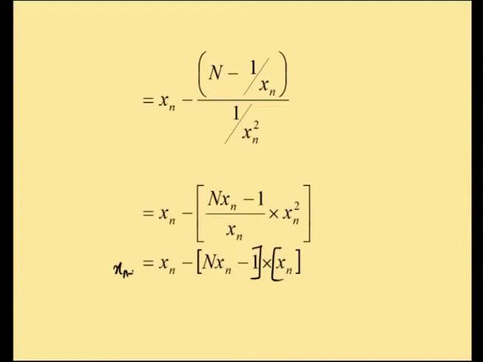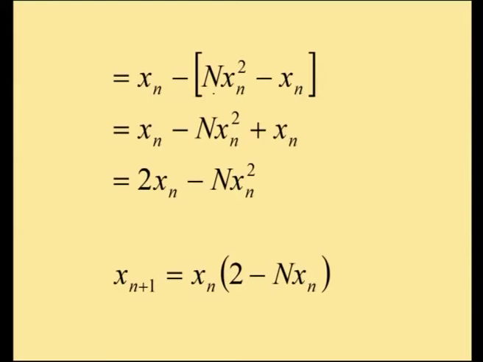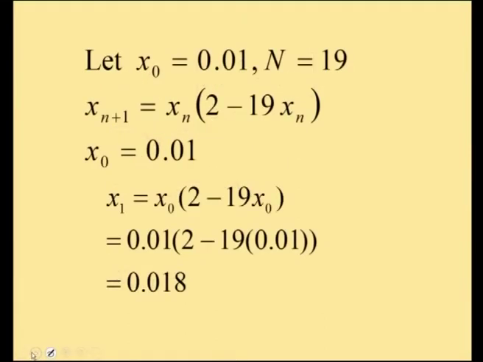So, our iteration formula says that x n minus n x n square minus x n, just taking the minus inside, x n minus n x n square plus x n, 2 x n minus n x n square, or we write x n plus 1 is equal to x n into 2 minus n x n. First of all, let us take x naught is equal to 0.01 and n is equal to 1 by 19 to find the value of 1 by 19. Okay. Start with x naught is equal to 0.01.